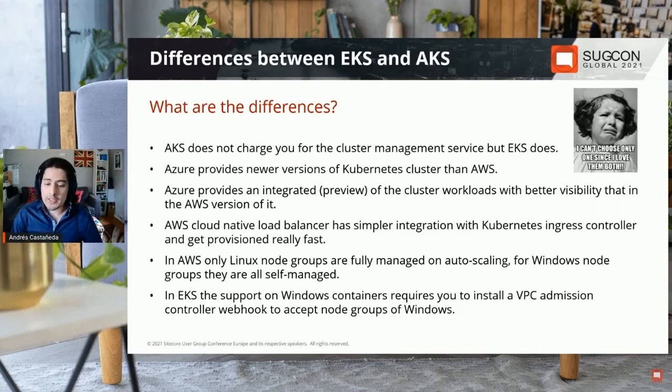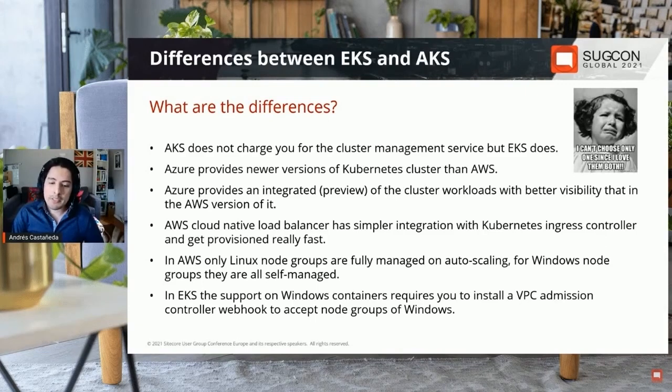Azure provides an integrated preview of the Kubernetes cluster workloads with better visibility than the AWS version of it. So comparing both, I could tell that Azure was giving me more details, and there are even ways that you can edit some configuration directly there. It's maybe not recommended, but that's something that gives you more.